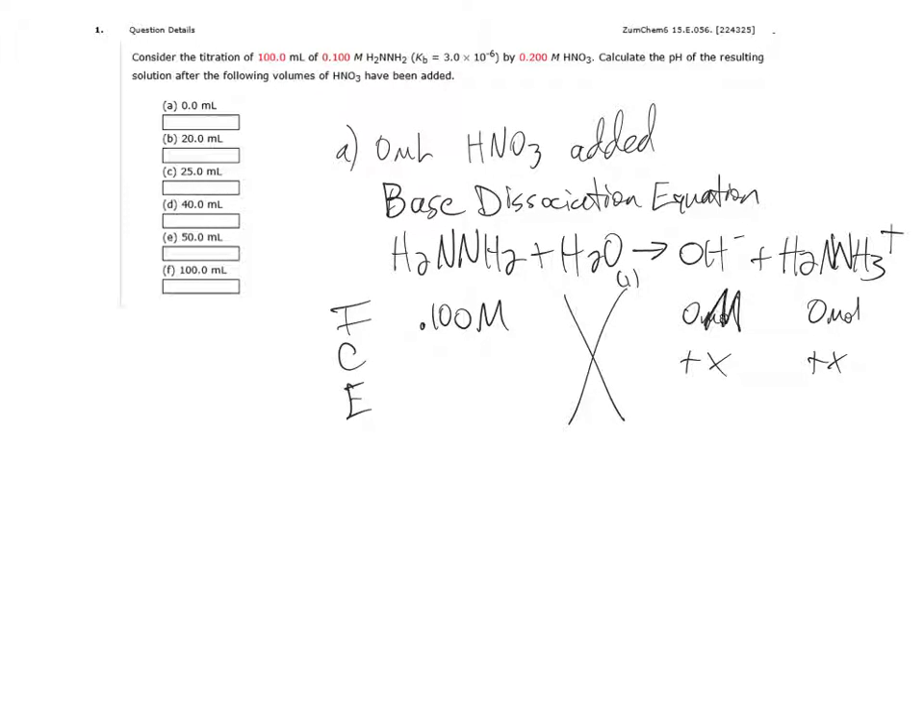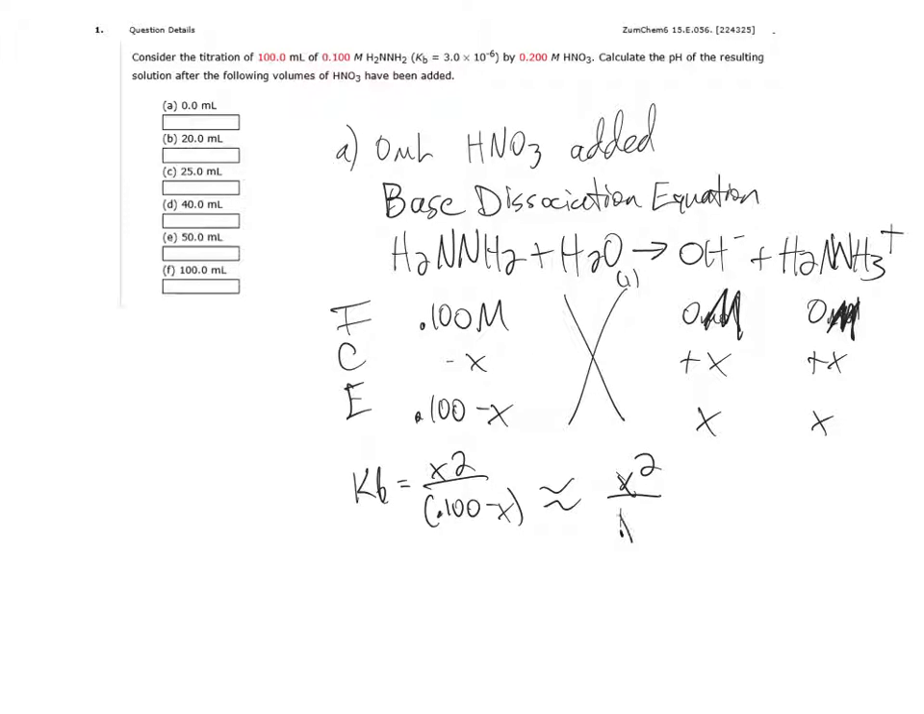I should have written M for molarity here. We'll shift to the side with the zeros, so we end up with x and 0.1 minus x. When we write the equilibrium expression, we get x squared over the quantity 0.1 minus x. We'll go ahead and make the mathematical assumption that 0.1 minus x is roughly 0.1. And we'll set that equal to the Kb value that they gave us at the beginning of the problem, 3 times 10 to the negative 6.